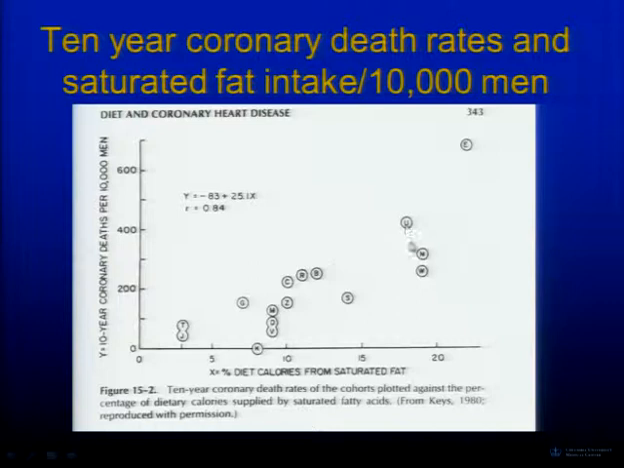But each one of these is a different region. It's not like it's Mrs. Smith or Mr. Smith and this is Mr. Jones. Each one of these is a region, and we're getting an estimate for that country of what percent of their calories come from saturated fats versus what is their coronary heart disease death rate. So it's more crude data, but you see pretty strong correlations.